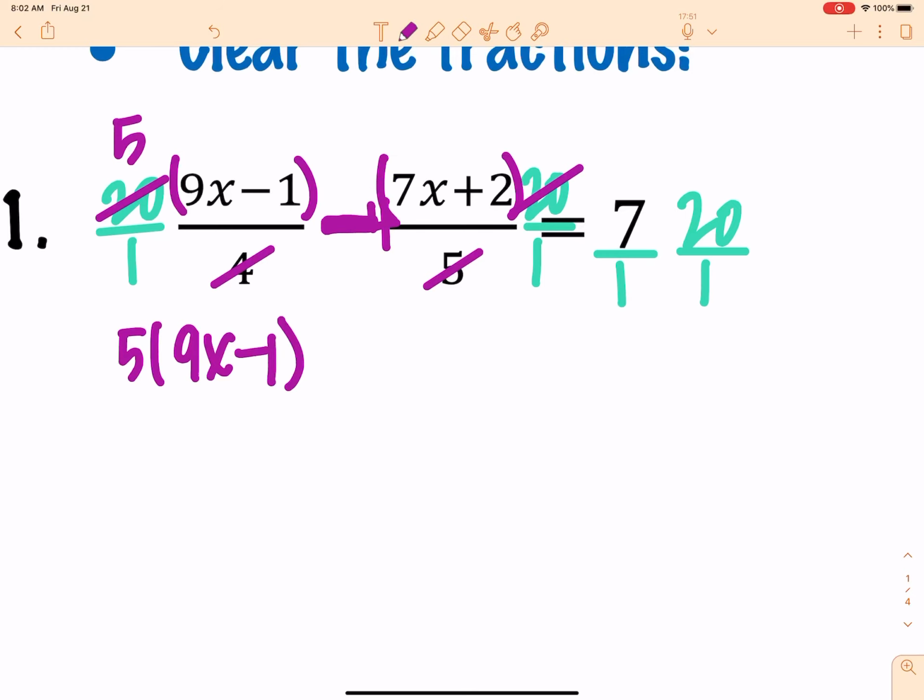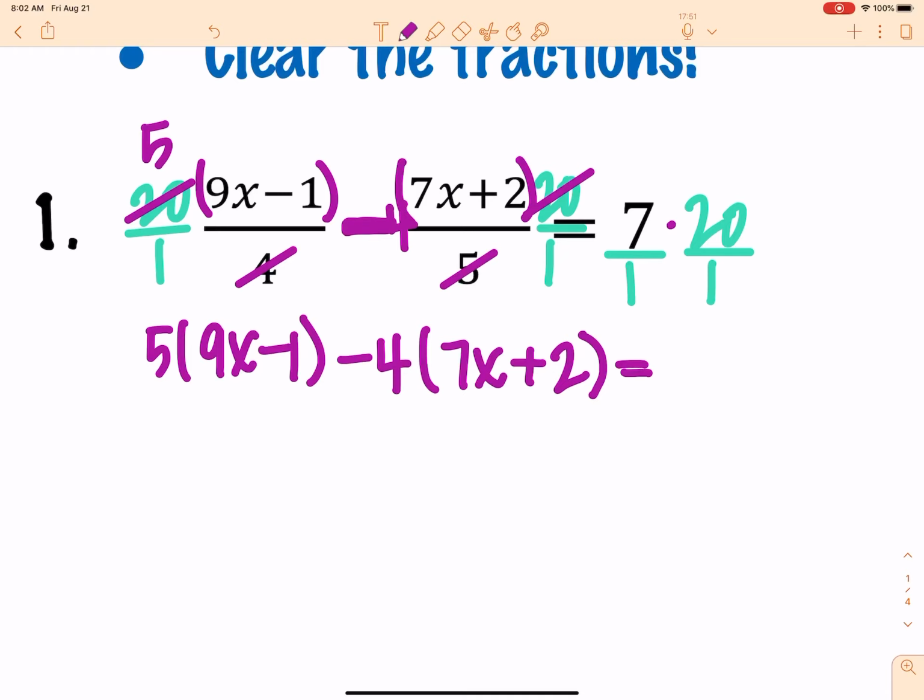Okay, so I'll do negative 4, 7x plus 2, equals, and then you just do 7 times 20 because there's nothing to cross out there. So this would be 140. So again, this section right here was your hardest part. There's like negatives there, so just be very, very careful.